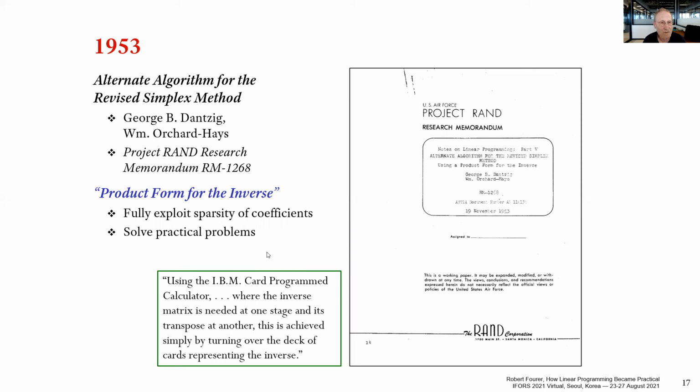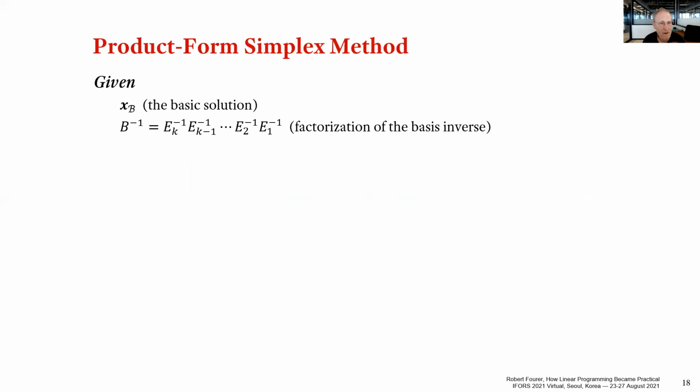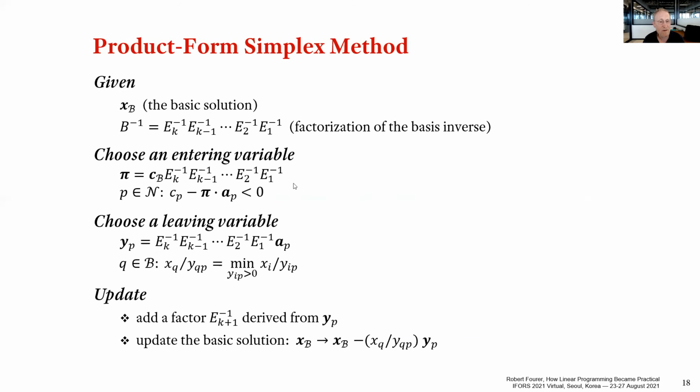And so in this method, we actually write the basis inverse as a product, as a factorization, a product of a bunch of simple matrices. And then we can do the calculations that were needed in the previous example by just multiplying by these simple matrices. And then to update this factorization, we just add one more factor. And that factor is derived from a number that we've already computed in the simplex method. So all I have to show is that these factors are in fact really simple and easy to work with.